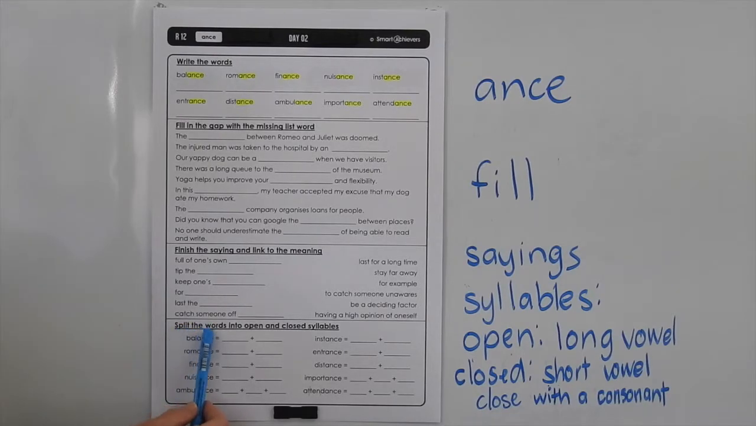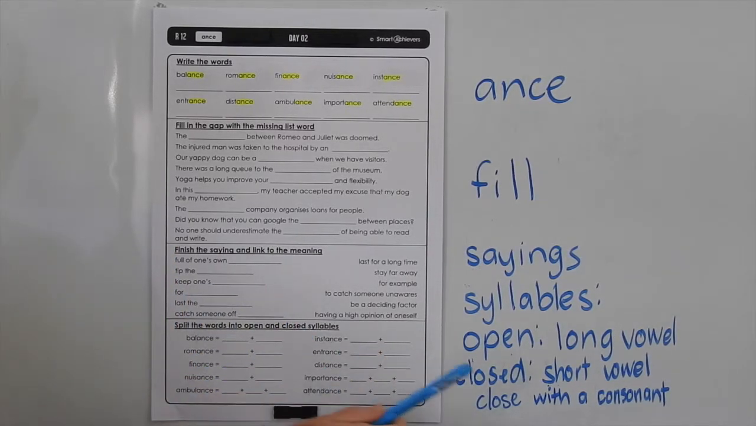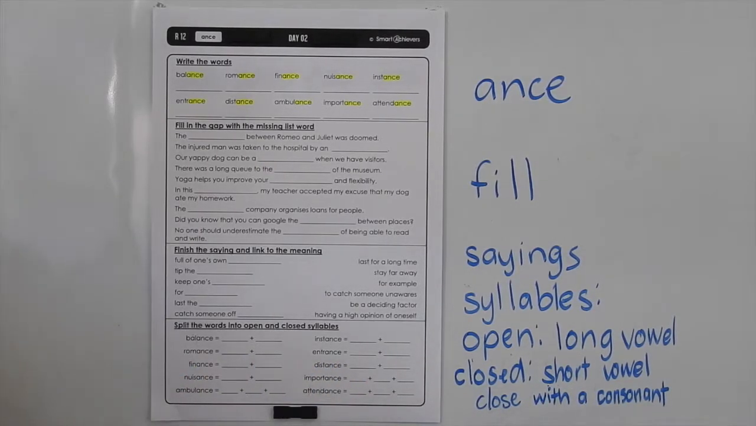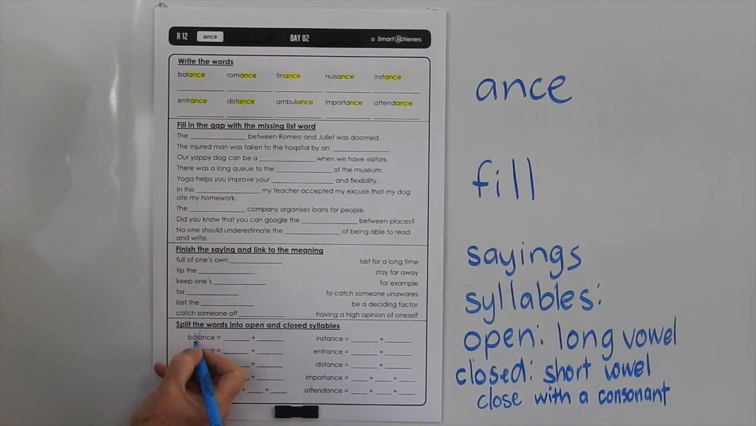Now for these, you have to split the words into open and closed syllables. The important thing for open and closed syllables is to work out whether you have long or short vowel sounds in the word. If a word has a long vowel sound in it, you're going to cut the syllable straight after the vowel sound. But if it has a short vowel in the syllable, you're going to close the syllable with a consonant. So if you take balance, the A is a short sound, so we're going to cut it after the L, after the consonant. We're going to close that syllable with a consonant.